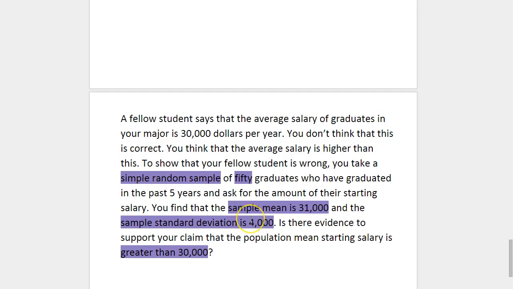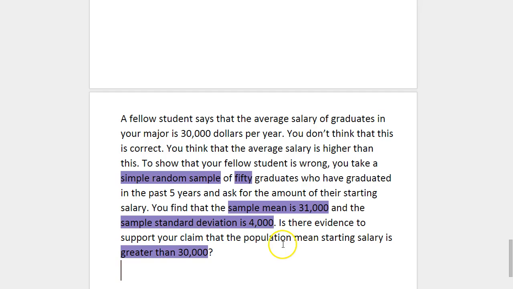Here I've highlighted some important information in the problem, and this is something I recommend that you do as you read a problem. First of all, it tells us that the data was collected by a simple random sample. That will be important for our assumptions. And it was collected from 50 graduates. Our sample size is 50, so it is a large sample size. The sample mean is 31,000 and the sample standard deviation is 4,000.